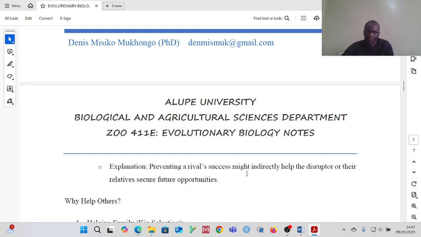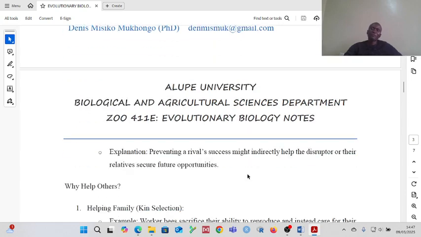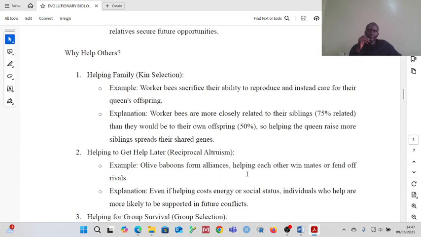So those are the 4 types of social interaction. But why is it that organisms find it proper to help others? So one of the reasons, for example, if someone told you now that your brother is sick or your brother is having this and this challenge, you will want to step in because one of the reasons is you want to help family. So that is kin selection.